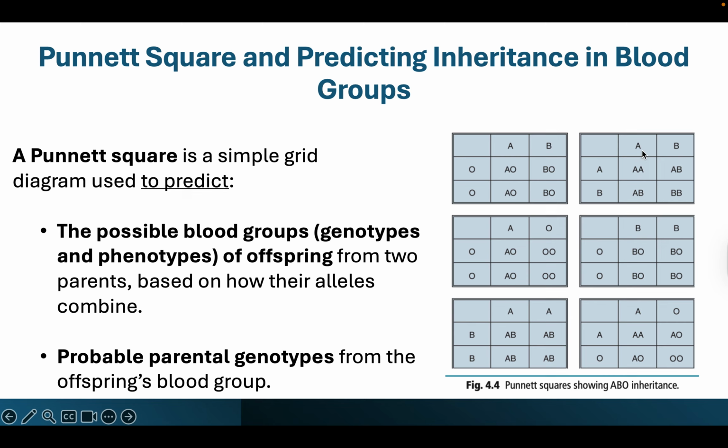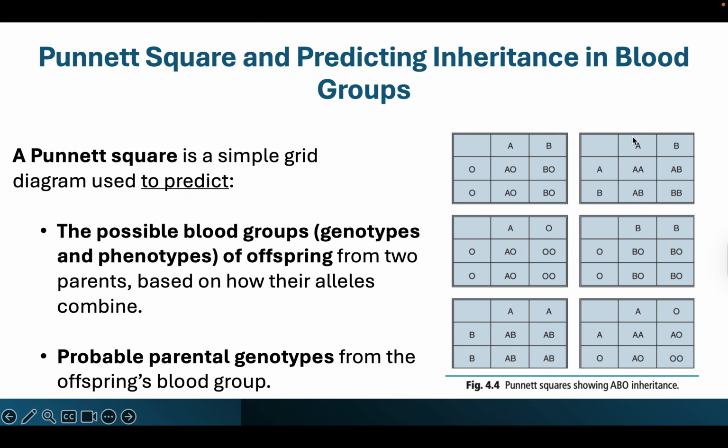Let's say the mom is AB and the dad is AB, and we know that A is dominant, B is dominant. So if the kid inherited the A from mom and the A from dad, the child will have the A blood group. If he inherited A from mom and B from dad, he will get AB. If he inherited B from mom and A from dad, AB again. If he inherited B from mom and B from dad, he will get BB.